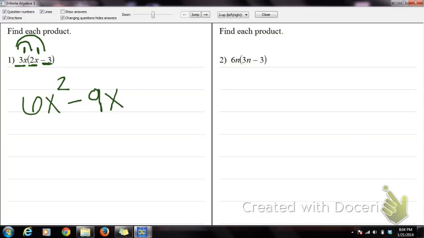Looking at this answer, there's nothing else we can do, because x squared and x are not like terms. They must have the same exact variable as well as the same exact exponent. So therefore, there's nothing else we can do with this problem, and we are done. You can probably practice number 2 on your own, but let's skip ahead to multiplying a binomial by a binomial, which is a little bit more tricky, but I'm sure you can do it.